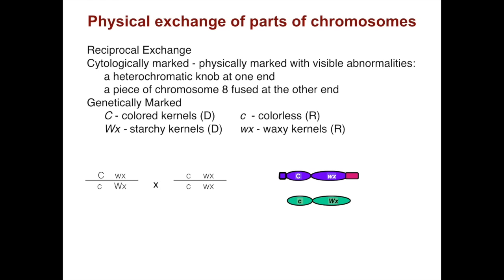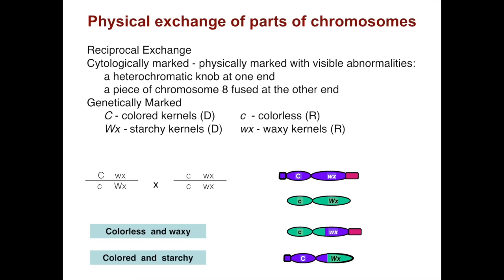And they found recombinants that were both colorless and waxy. And so you can see that the chromosome looks different. There's a rearrangement that has gone on. And also they found chromosomes that were colored and starchy. So from this idea, the linkage that people were discovering in genetics was due to the physical exchange of parts of the chromosomes. So let's talk a little bit more about linkage.